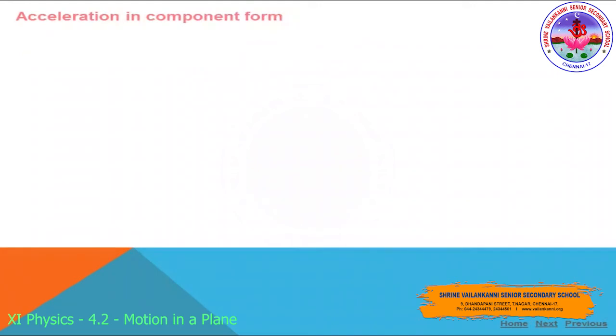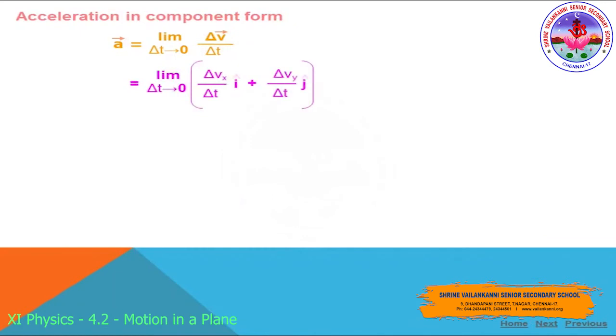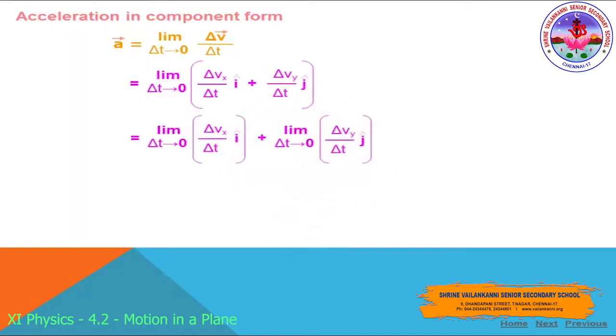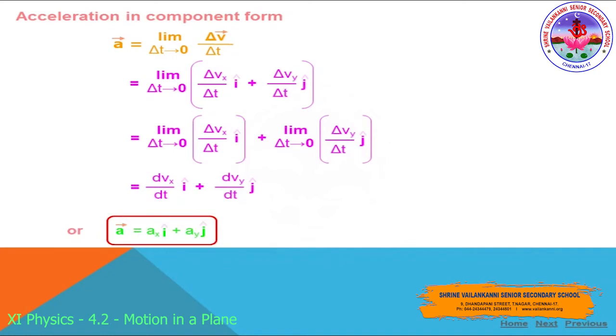The next one is acceleration in component form, the rectangular component form we'll see. In the same way we can explain: limit del t tends to 0 of del v vector by del t. We write the del t separately and apply the limits separately in the next step, and we get dv by dt. So for the x component and the y component we have written separately, and finally we got a vector which is equal to ax i vector plus ay j vector.